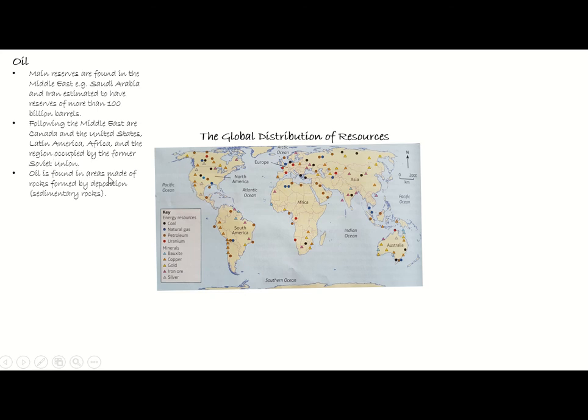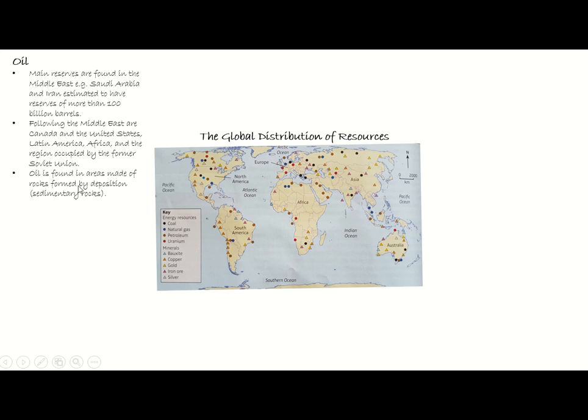Oil is found in areas made of rocks formed by deposition, so sedimentary rocks. So there you go. This is why we find oil here. This is where we find oil. So you've got where and why. And the reason why is not huge, but it is within the text, so you need to find it.